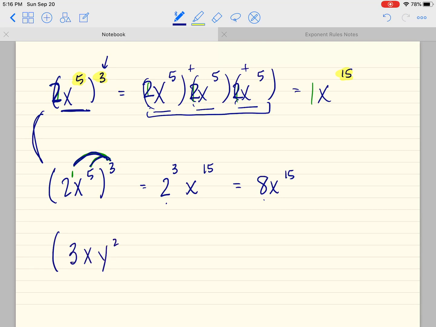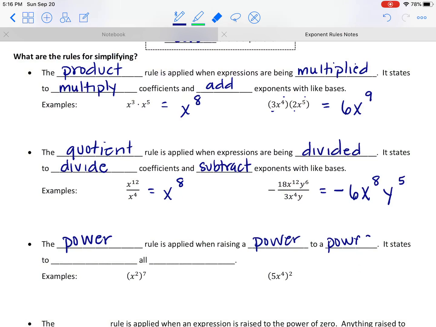So if I had, let's say, 3xy squared all to the 4th power, then in the parentheses here I need to recognize this has an exponent of 1, this has an exponent of 1, and of course here we have an exponent of 2. So all 3 of those would be multiplied by 4. So you'd be looking at 3 to the 4th, x to the 4th, and then y to the 8th. And then 3 to the 4th we would simplify and continue to get our answer. Okay? So this is our power rule.